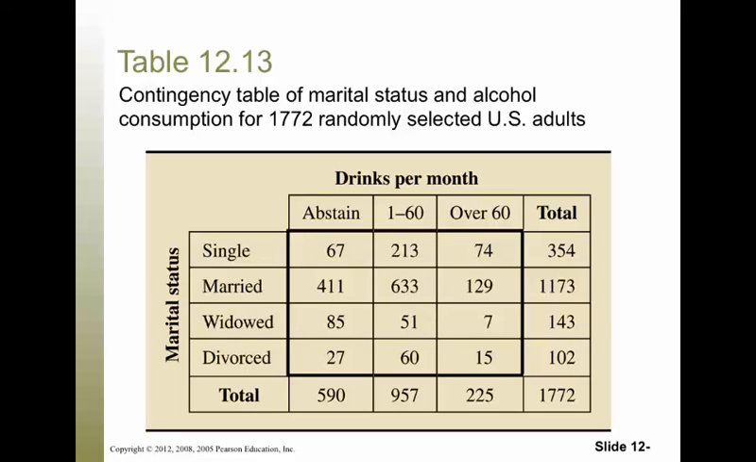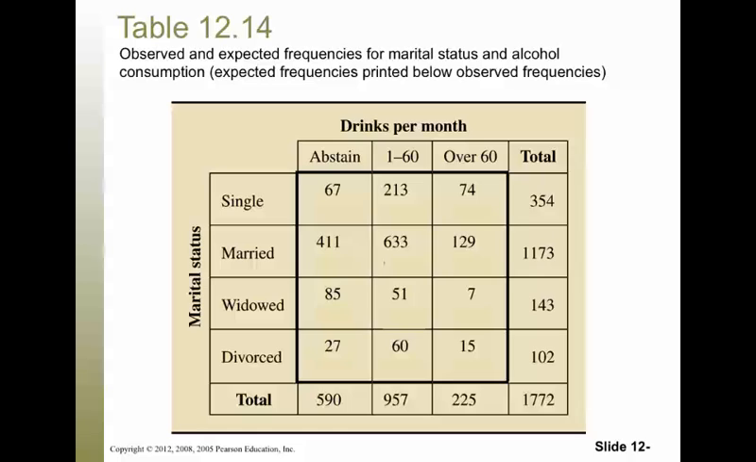So by working on these numbers here, all this raw data, we can answer that question. At some level of significance, can we say that yes, marital status has an influence on drinks per month? We're going to work on it in a second.